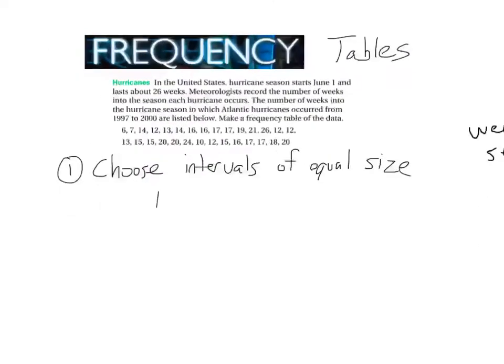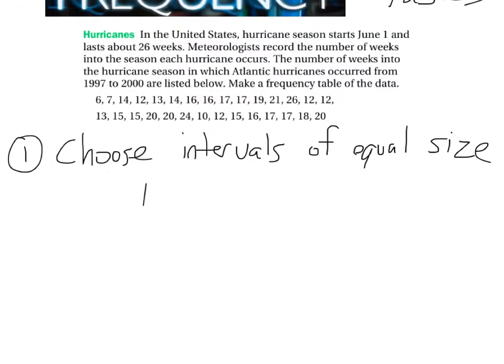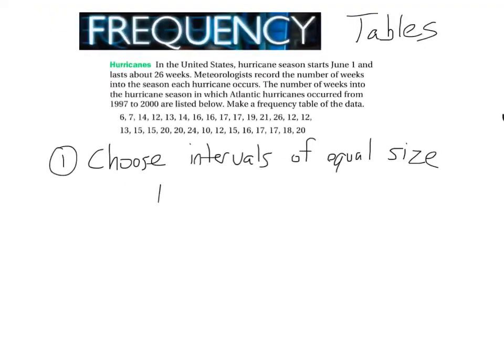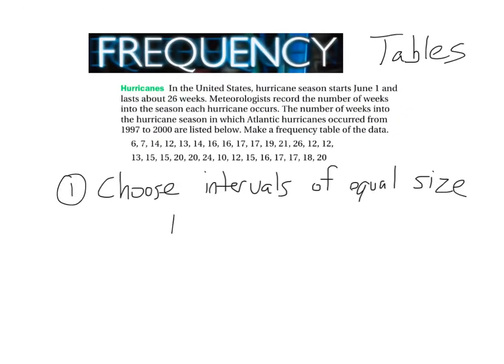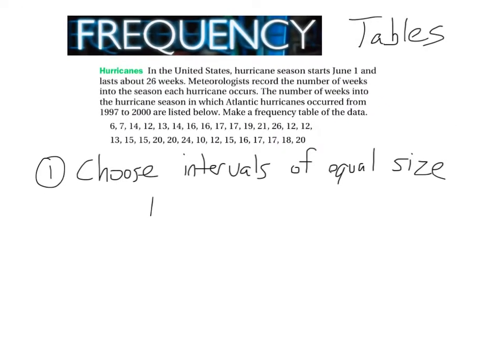Problem is, if we did that, we'd have to have, let's see, 6 weeks into the season, 7, then 8, was there an 8? No. And then 9, no. Is there a 10? Yeah, there's a 10. So we'd actually have a really, really long table because we'd have to account for all the weeks that are present. So instead of that, let's do this.